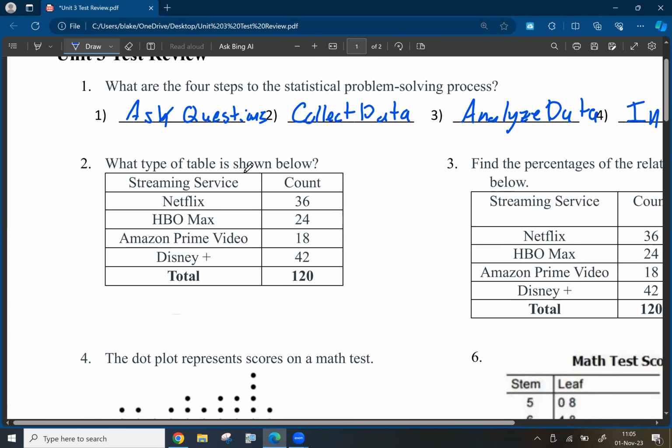Number 2, what type of table is this? So this is like a multiple choice question on the actual test. And the options are like frequency table, relative frequency table, et cetera. Because this is going by counts right here, not a percentage, not a proportion, just original counts, this is a frequency table. Remember, if it goes by a percentage or proportions, that would be a relative frequency table. But if it goes by just the counts like this, it is a regular frequency table.